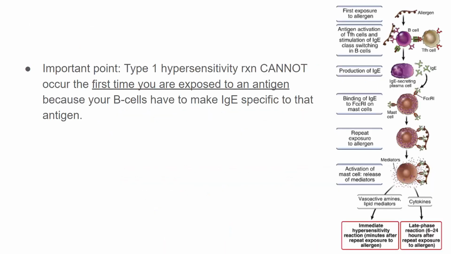Okay, so this is important. You need to be re-exposed to an antigen to develop type 1 hypersensitivity. The first time you get exposed, your B cells have to produce that IgE that's going to go find the mast cells. So the first time you're exposed, the IgE gets produced, then goes to the mast cells, and then your mast cells are ready for next time. And then the next time is when you get your type 1 hypersensitivity. Any questions about type 1? It's pretty straightforward, I think.